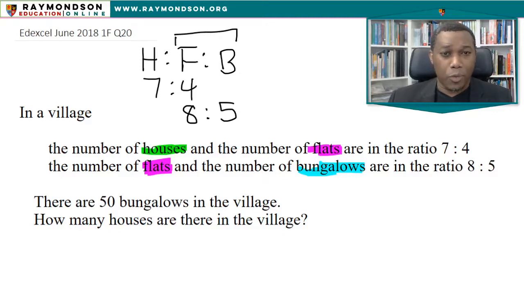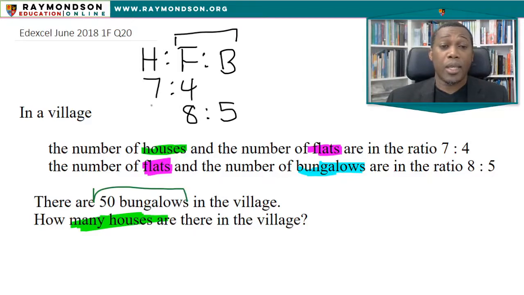Because remember, what we're trying to find is how many houses, but we know how many bungalows. And the only way you can find out how many houses using this information about bungalows is if you know the ratio of houses to bungalows. So we want to make that link, houses to bungalows. The connector, the way I call it, is the flats, because the houses to flats was 7 to 4.